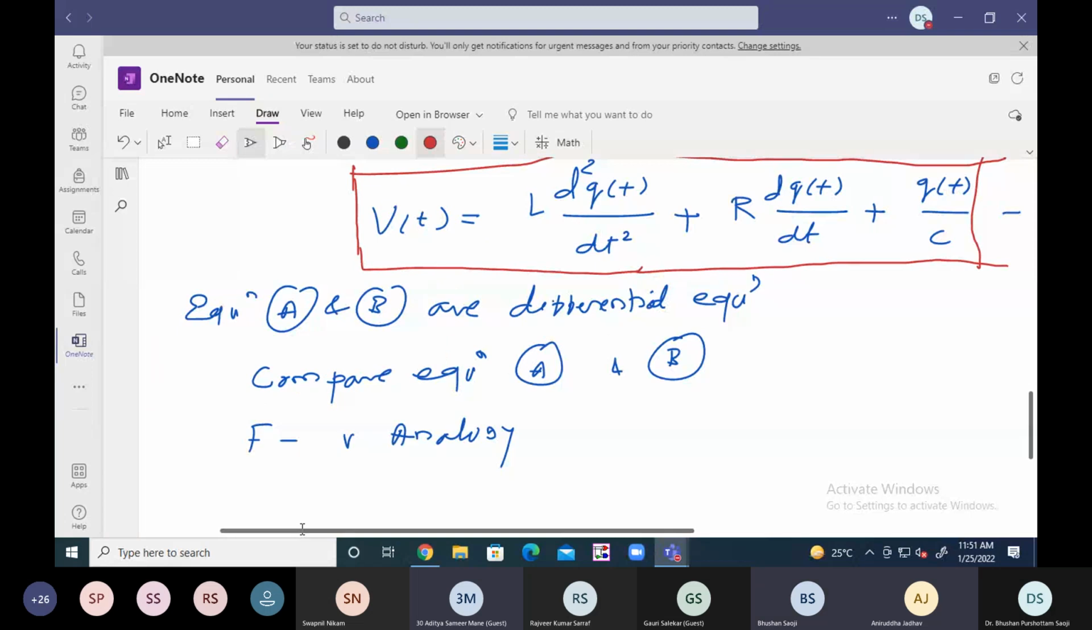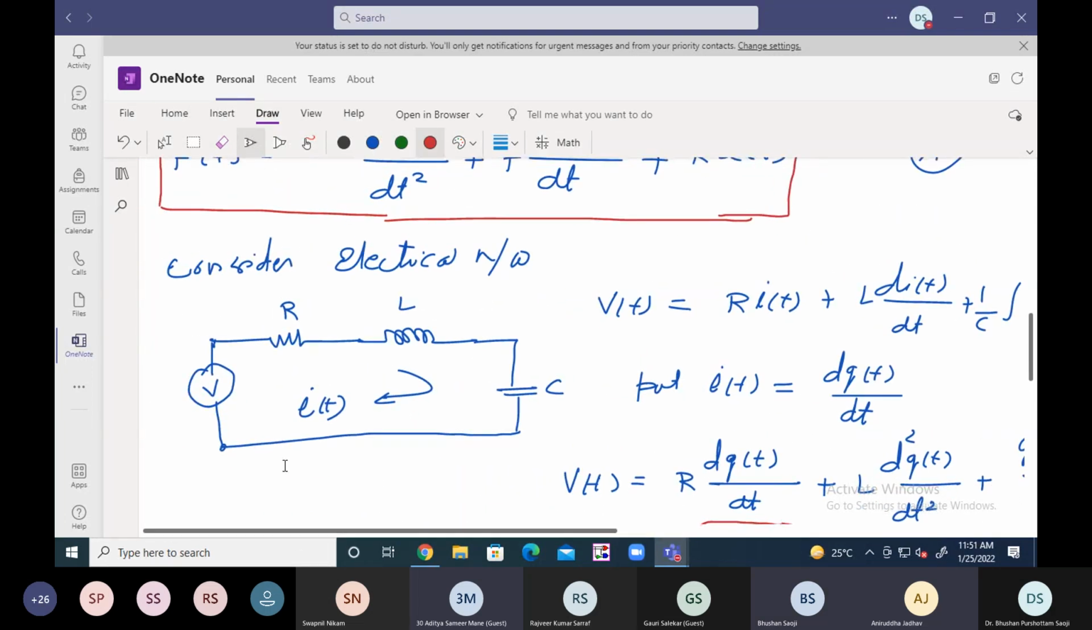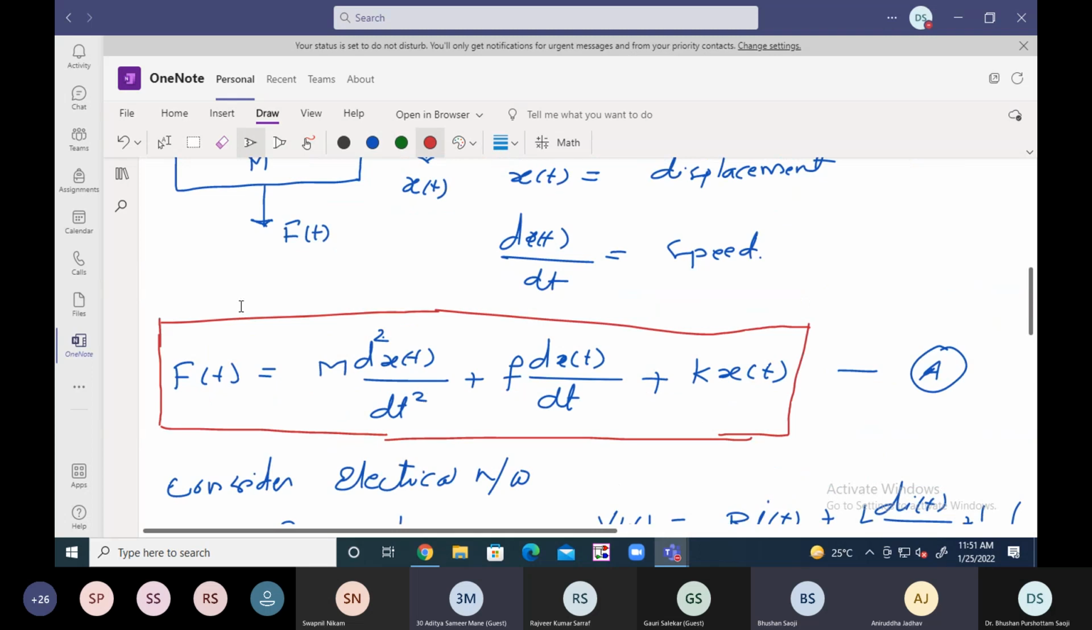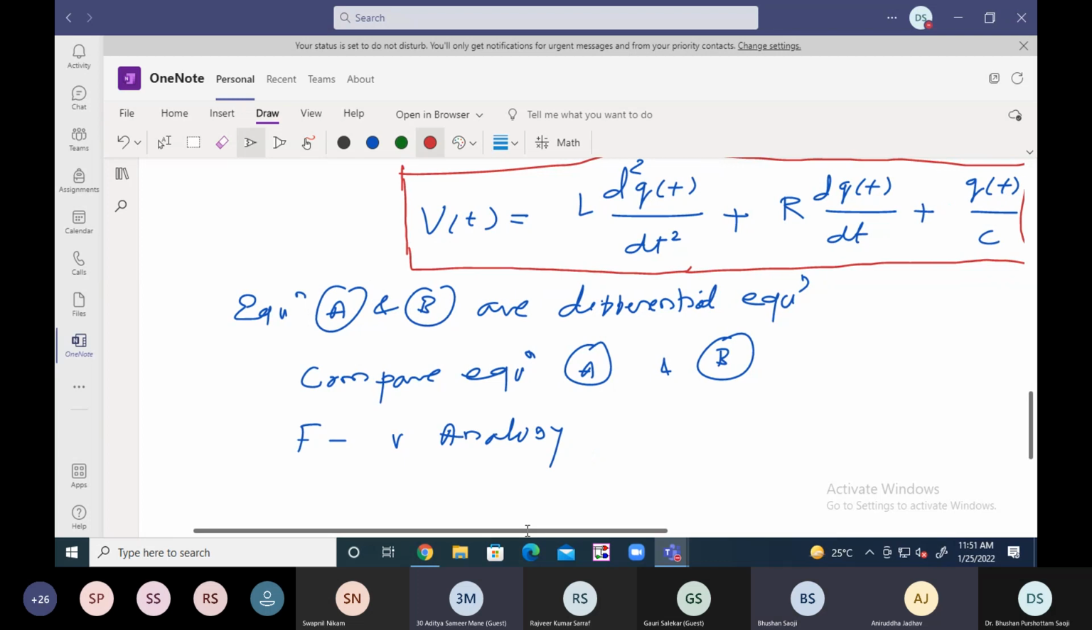See the left side. In the left side, what is there? F of t in equation A. And in equation B, what is there? V of t.